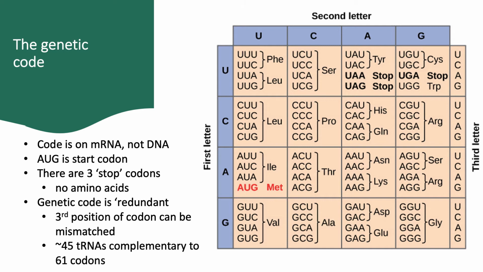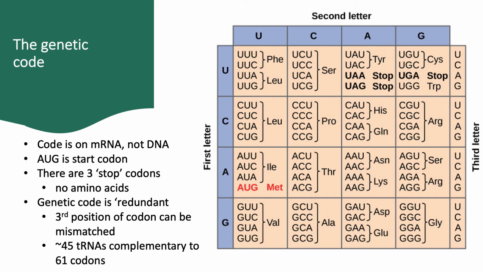Third, there are 3 stop codons that don't specify an amino acid. There are no transfer RNA molecules that have an anticodon complementary to these sequences. Rather, these sequences result in the termination of translation.